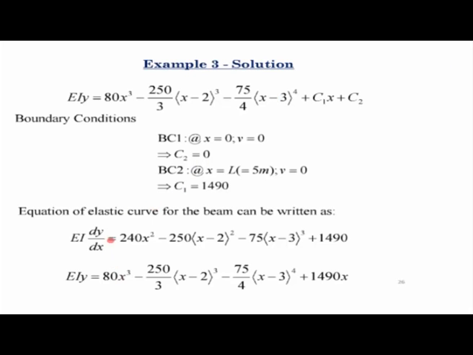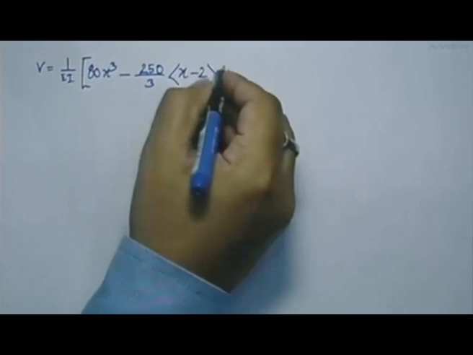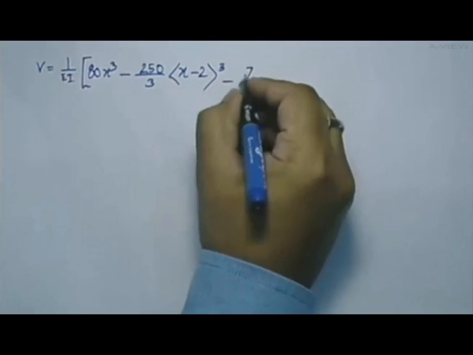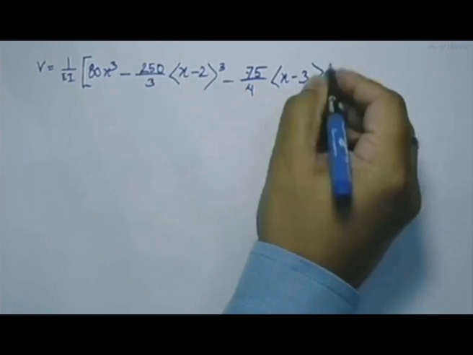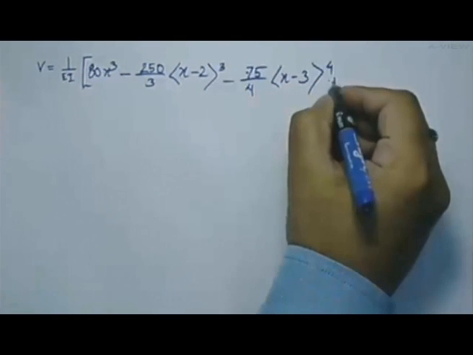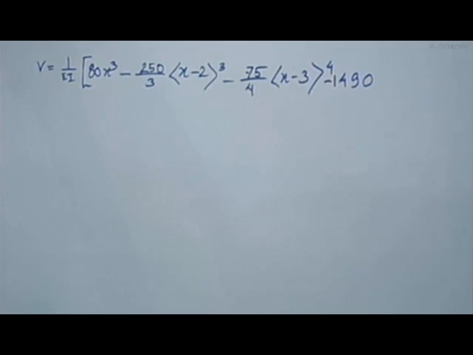Now can you take this equation and equate it to zero, and will that give you the location at which this deflection is maximum? The answer is no. What you have to do is, just like you do in the double integration method, you have to consider three separate equations. Which I'll now show you. 80x cube minus 250 by 3, the singularity function of x minus 2 whole cube, minus 75 by 4, singularity function of x minus 3 to the power 4, minus 1490x. So this is the equation of the elastic curve using the singularity function.